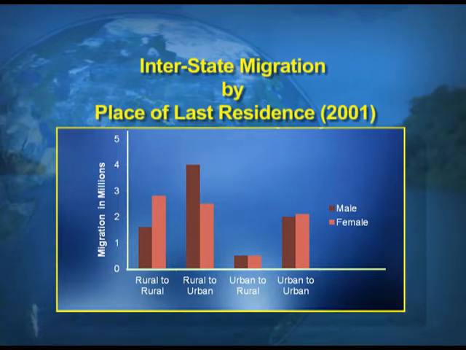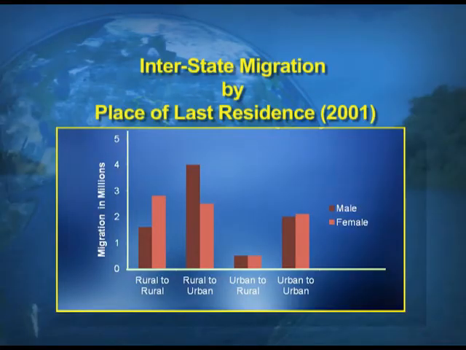Now, in this visual, if you see on your screens, this is the interstate migration. The previous one was the intrastate, where the migration is within the state. And on this visual, this indicates the interstate migration. So, that means the migration from one state to another state. So, when the migration is from one state to another state, this is a long distance migration. And in this case, you can find under the stream rural to urban migration, the males are outnumbering the females.